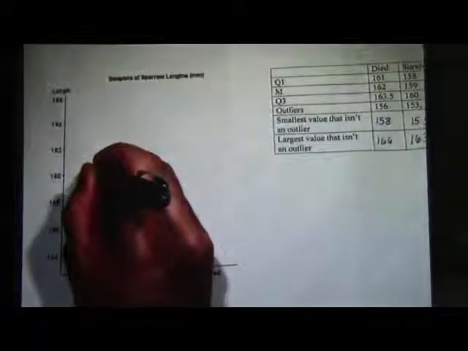Then my Q1 is 161, so I'm going to draw a line at 161. My median is 162, so I draw a line at 162. My Q3 is 163.5. So here's 163, and 163.5 will be right in the middle there. And finally, my maximum that isn't an outlier is 166, but I didn't have an upper outlier, so that's as far as I go.